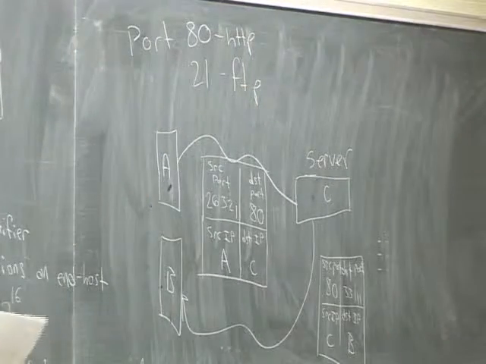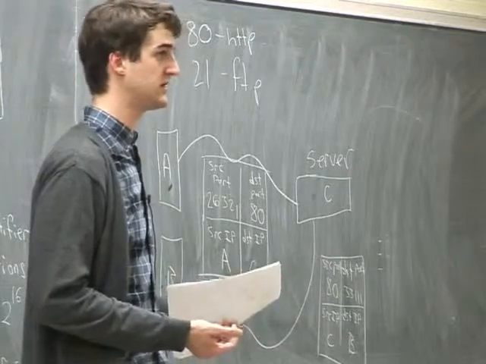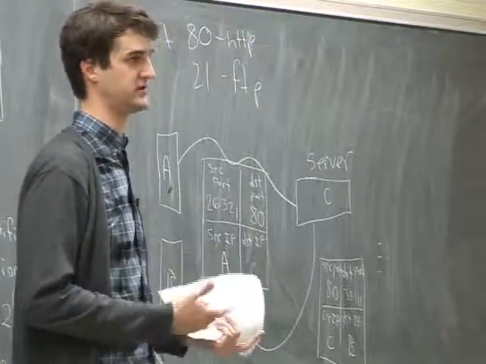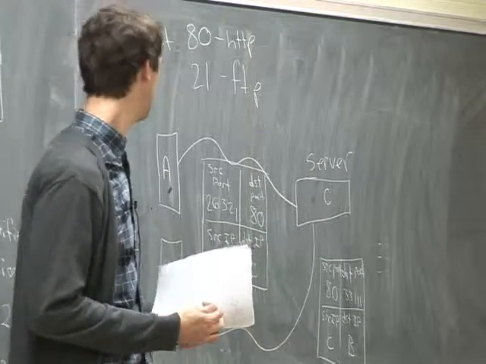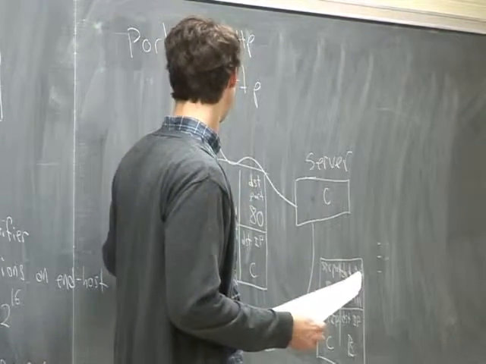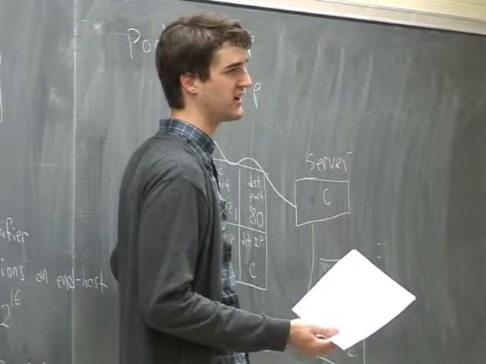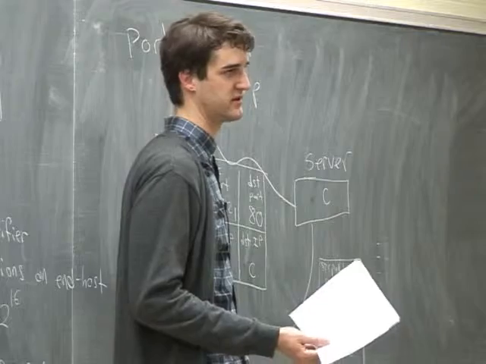All right, so question? So you can transmit and receive both on port 80? Yes. So the question is, you can transmit and receive on the same port? Yes, you can. So why doesn't A use 80 as its source port? It's because this 80 is reserved for incoming HTTP requests. Okay?